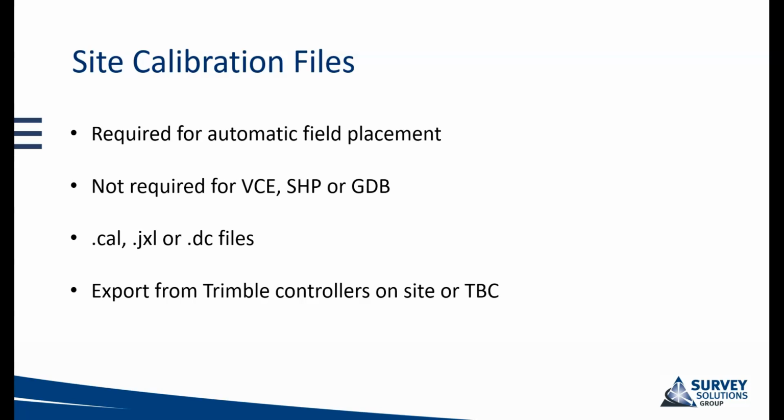Two ways you can get your site calibration file. You can either export it from a Trimble field controller if you've done one in the field, if it came from machine for machine control, or alternatively we can export it from TBC, which I'll now go on to demonstrate.